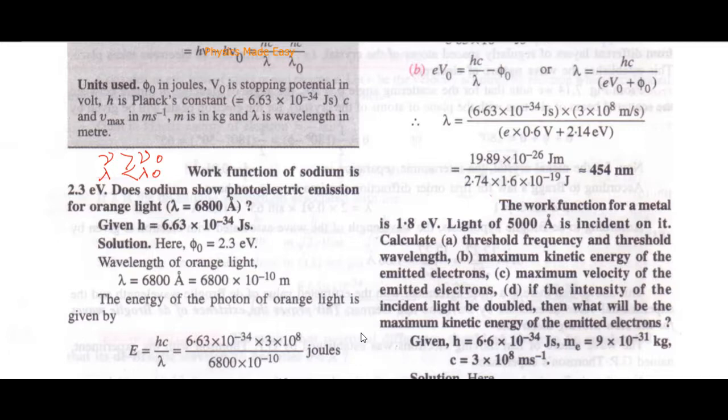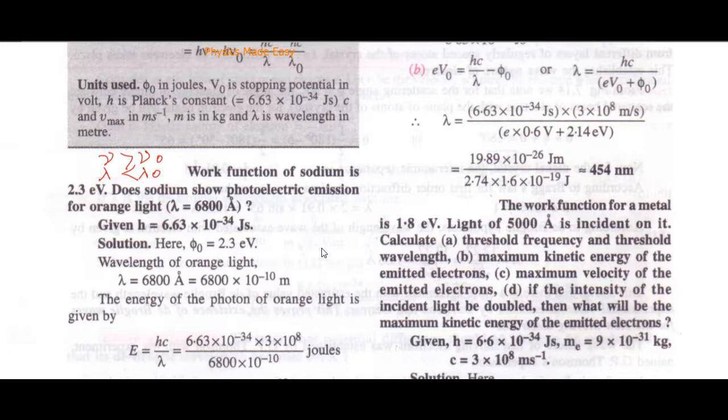The very basic principle of photoelectric effect is that there exists a threshold frequency. If the photon incident on a metal has frequency more than the threshold frequency, then emission will take place, otherwise it won't take place. So in terms of frequency, nu should be larger than nu naught; in terms of wavelength, lambda should be less than lambda naught. Lambda naught is the threshold wavelength, and the threshold wavelength should be larger than this.